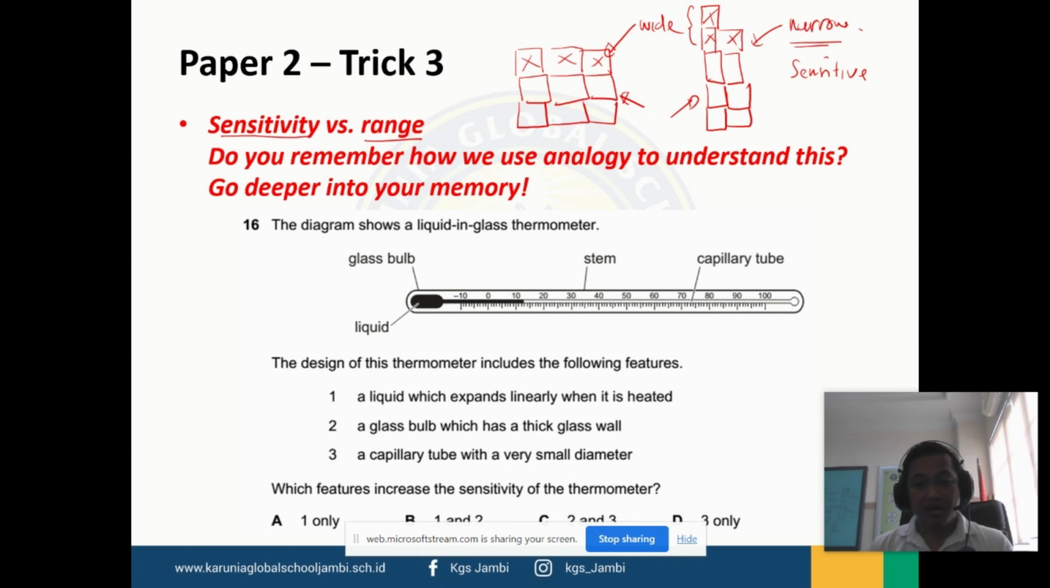But let's imagine this. What if the thermometer heats up with a lot of heat so that the expansion increases a lot? Then the narrow thermometer will expand too much while the wider will expand not much. That's why with the same height of thermometer, the wider can cover more range. Example, the narrow one only 100, probably the wide one could be 150 or 200.